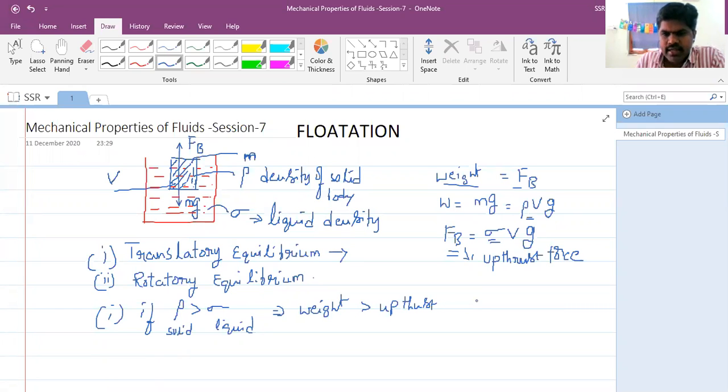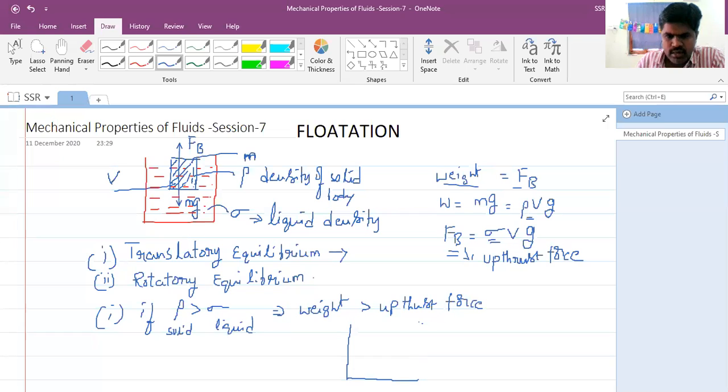So if weight is greater than upthrust force, what happens? The body will sink down and it will reach the bottom of the container. How can we imagine the final situation? I will draw the diagram. The final situation will be like this.